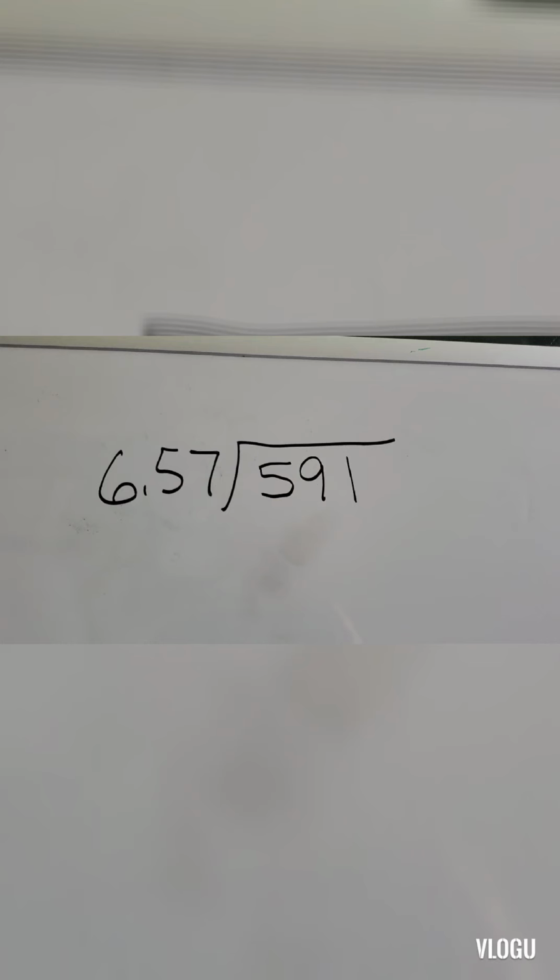Let's take 9 times 7, 63. 9 times 5 is 45, plus the 6, 51. 9 times 6 is 54, plus 5, 59. Let's subtract that.